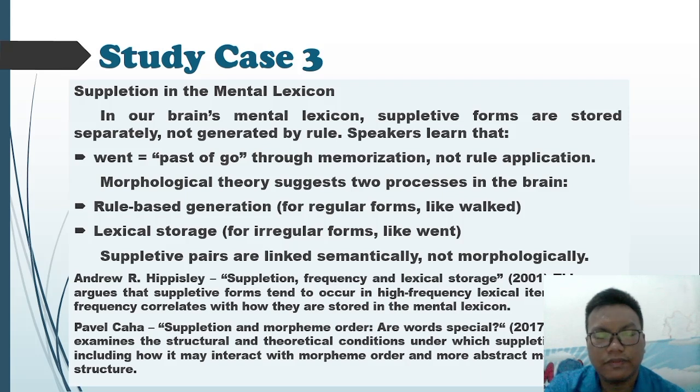There is a supportive theory from Andrew Hippisley, "Suppletion, Frequency, and Lexical Storage," from 2001. This paper argues that suppletive forms tend to occur in high-frequency lexical items, and this frequency correlates with how they are stored in the mental lexicon. The second theory is from Pavel Caha, titled "Suppletion and Morpheme Order Are Word Special," from 2017. This article examines the structural and theoretical conditions under which suppletion appears, including how it may interact with morpheme order and more abstract morphological structure.